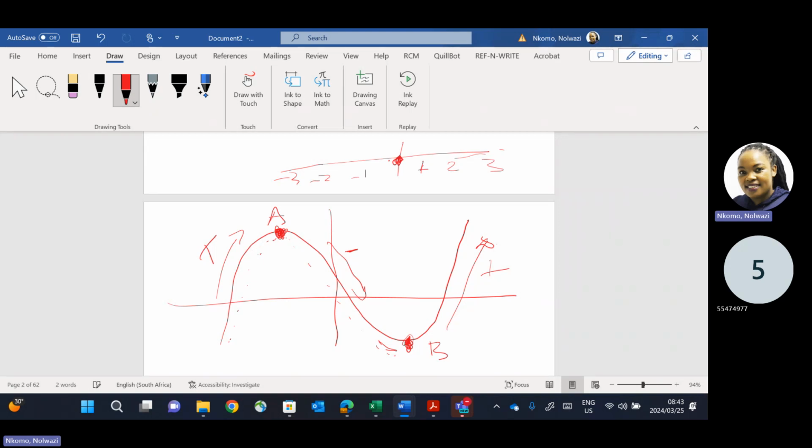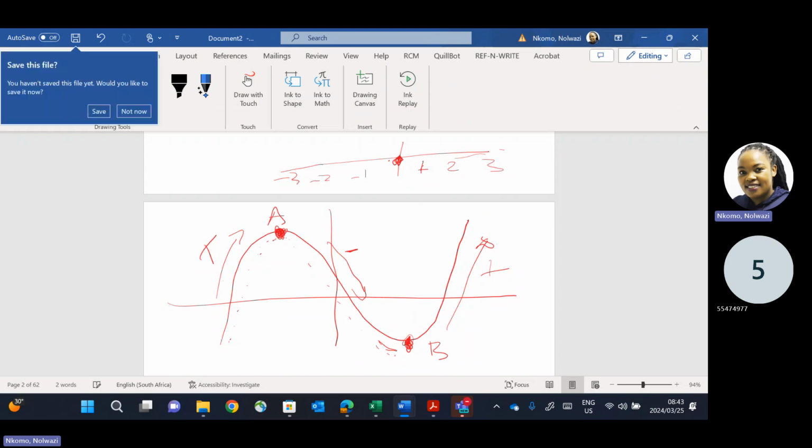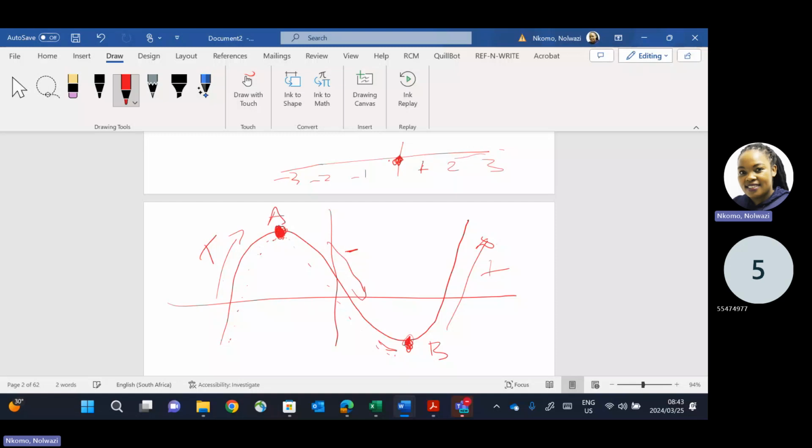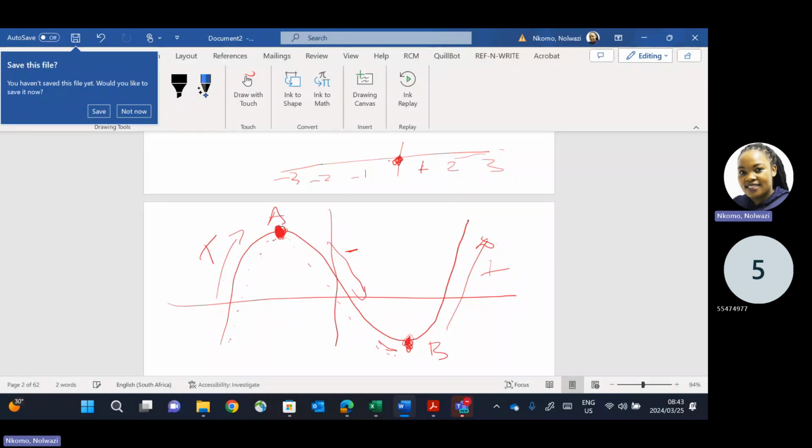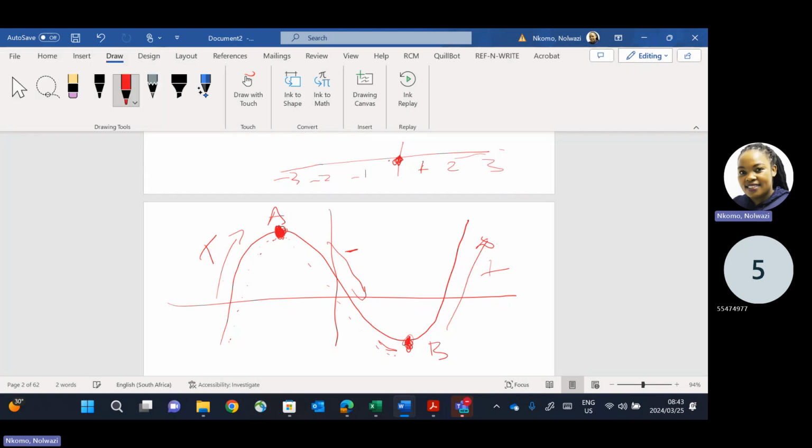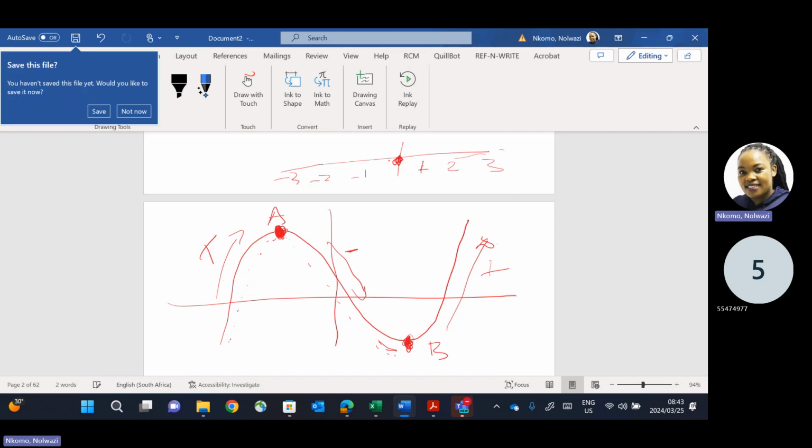Since the slope is moving from positive to negative, this means this part here, the slope is 0, right? And if we are moving from positive to negative, before we reach the negative, we have to reach 0, meaning the slope is 0 here. Okay, remember, in the previous sessions, the slope was introduced as the gradient, right?